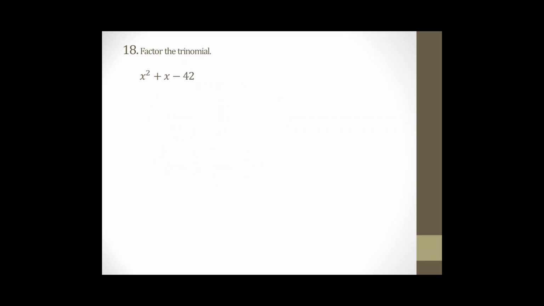Okay. So number 18, factor the trinomial. First we want to always check for a GCF. There is not a GCF here to factor out. So next we're going to look at how many terms. It's a trinomial, so there's 3 terms.